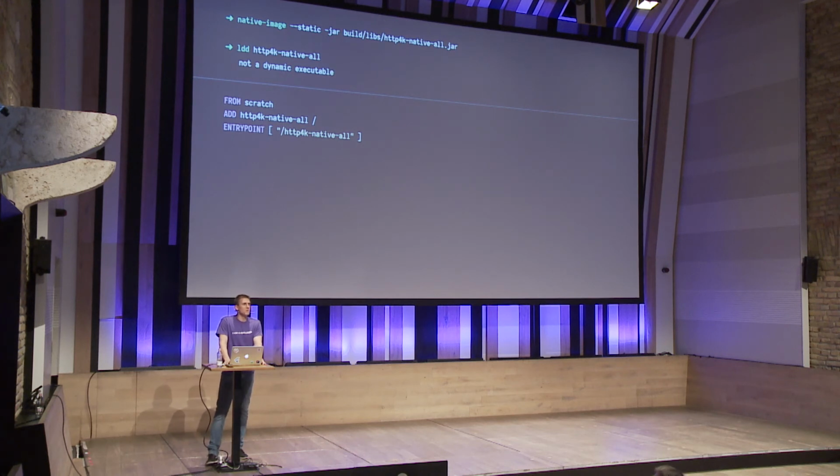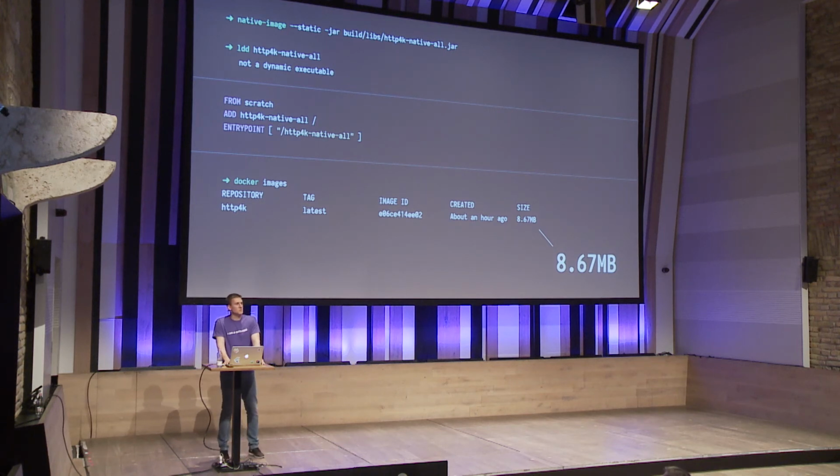So you can start from scratch. You don't have to use any base image. You don't have to install the JDK. You can just put your native executable into an empty container. And this is my image. It's less than 9 megabytes. It starts up in a couple of milliseconds and uses basically less than 10 megabytes of RAM. So this is really nice.